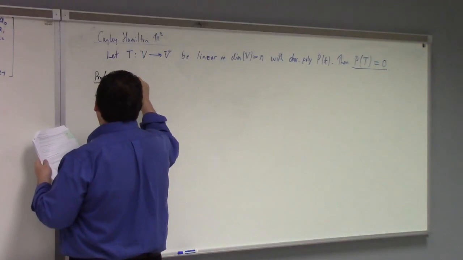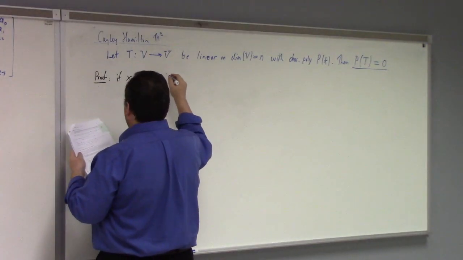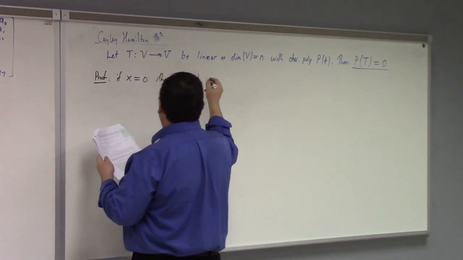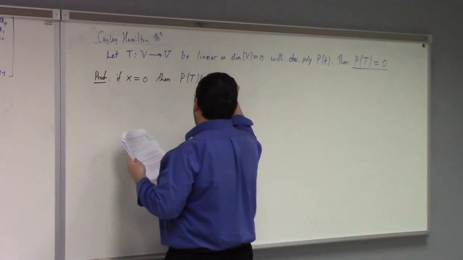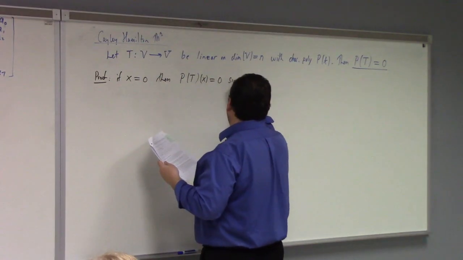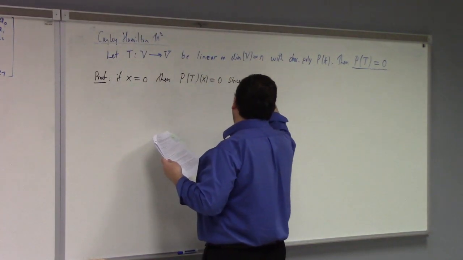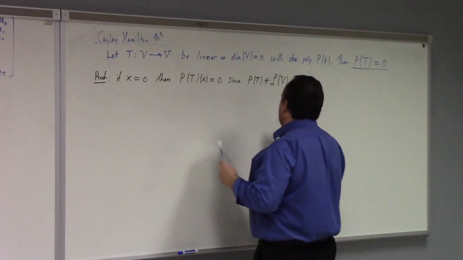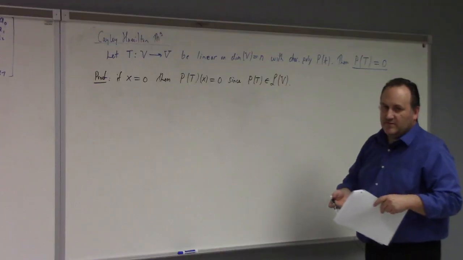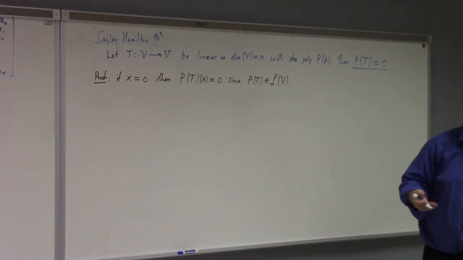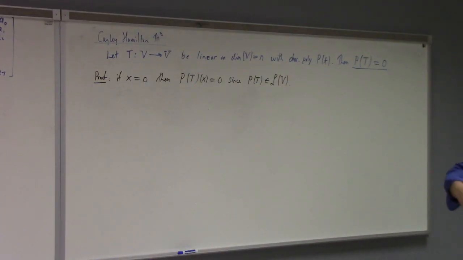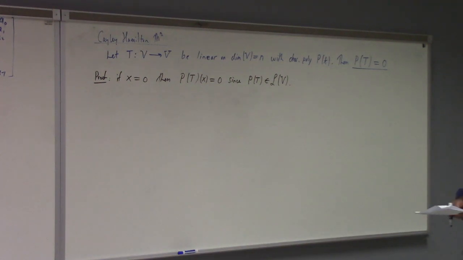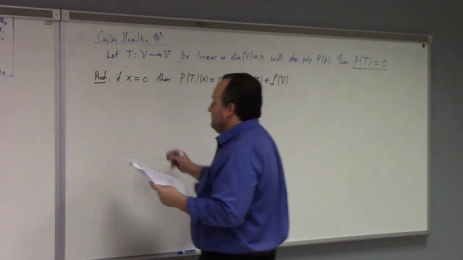If x is equal to 0, then p of T acting on x is equal to 0, since p of T is a linear transformation on V, right? We know a polynomial in a linear transformation is again a linear transformation because the composite of linear maps is linear, the sum of linear maps is linear, and the scalar multiple of linear maps is linear, and that's all a polynomial in T is. Suppose x is not equal to 0.